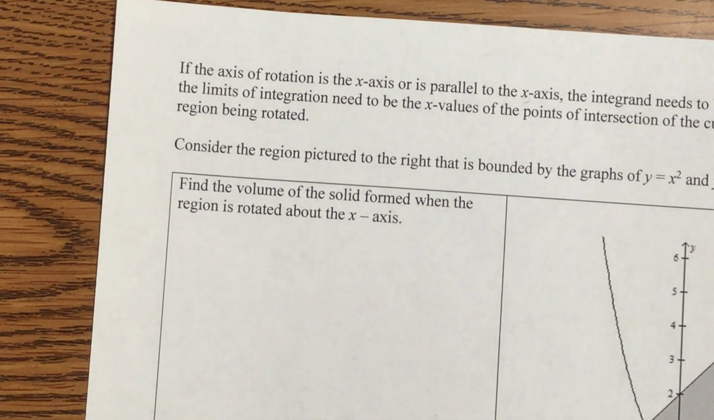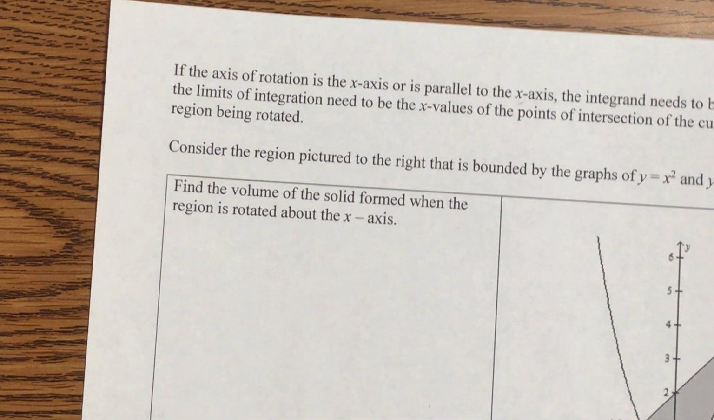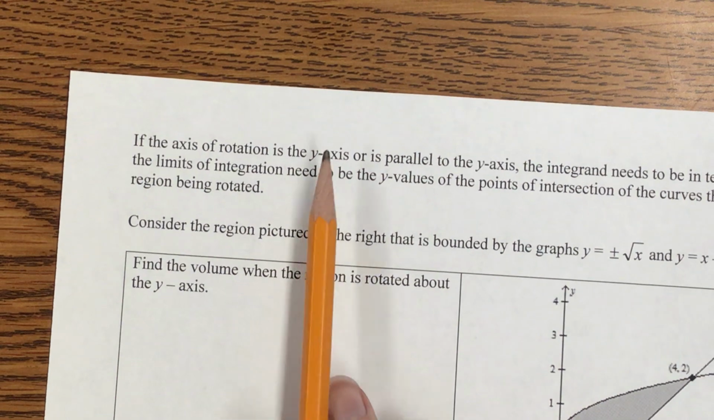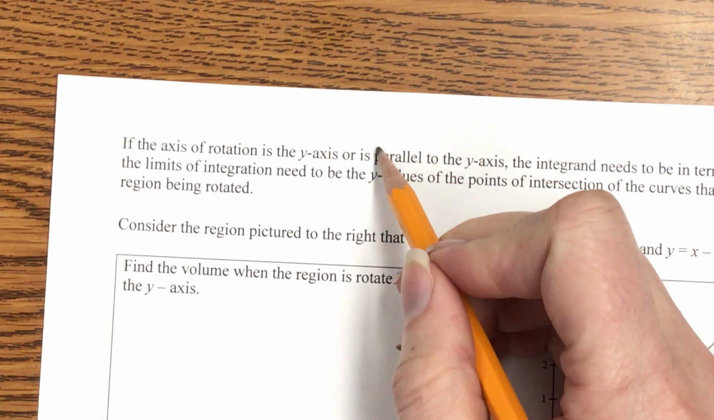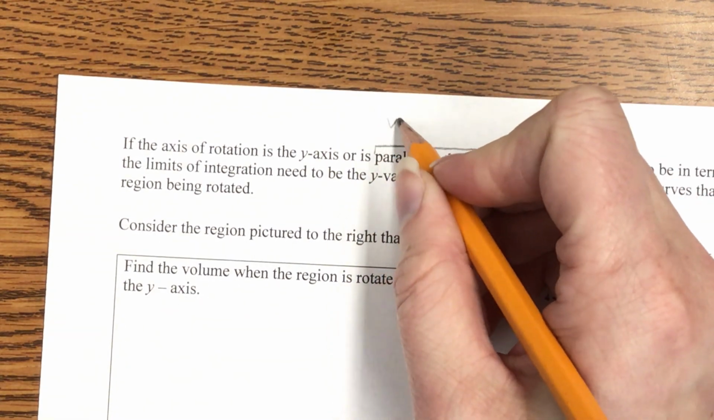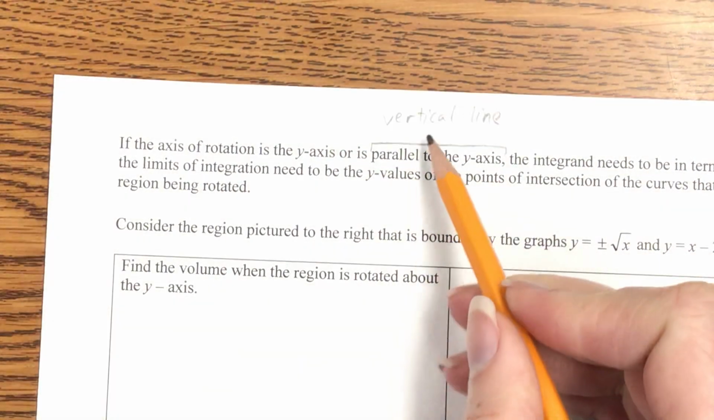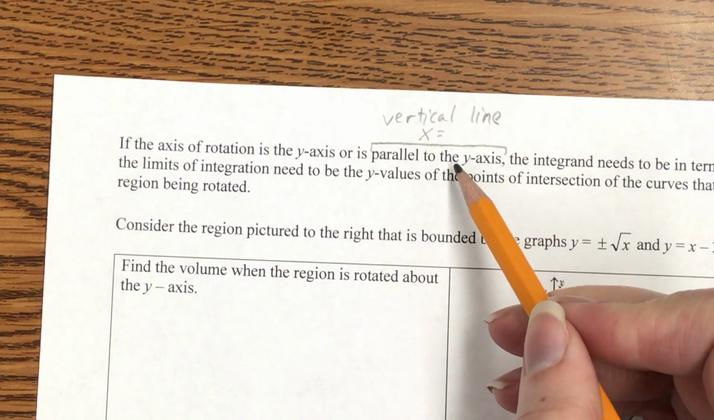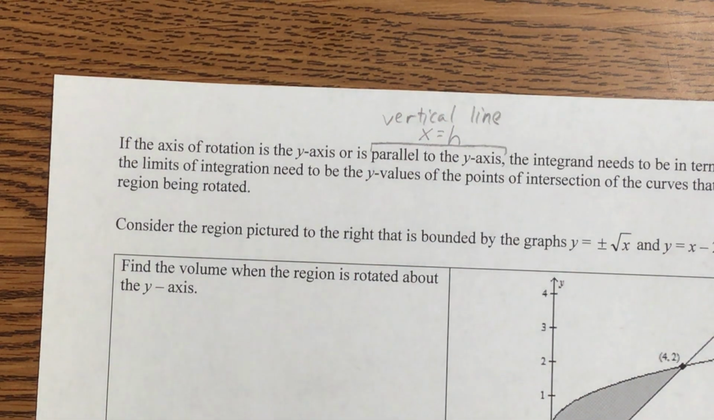the x-axis? Let's say this time that it is the y-axis, or is parallel to the x-axis. Oh, I'm looking at the wrong page. Okay, so the axis of rotation is the y-axis, or is parallel to the y-axis. Parallel to the y-axis means a vertical line. Those lines would have the equation x equals a number. So it's going to be like x equals, and I'm going to use the letter h again just to have some consistency there.